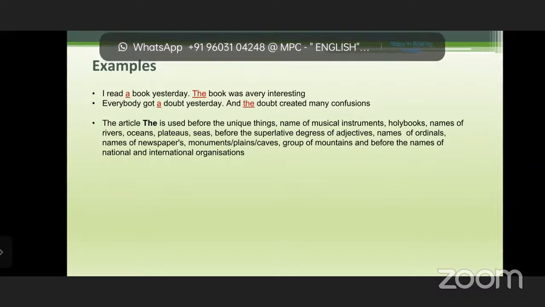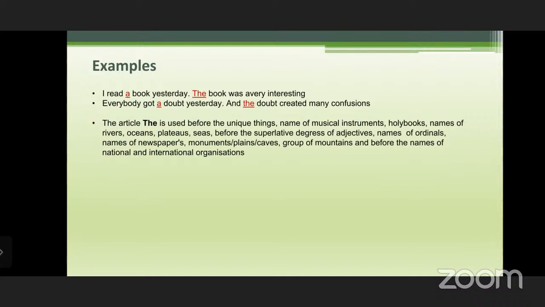I read dash book yesterday. Dash book was very interesting. So dear children, if you observe, what is the repeated word here? Book. Very good. So I read dash book yesterday. If a word is repeated, the first time we have to go for the indefinite article based on the pronunciation. If the pronunciation of the first letter is a consonantal sound, we have to go for the article a. If it gives the vowel sound, we have to go for the article an.